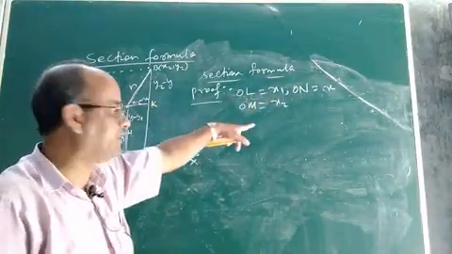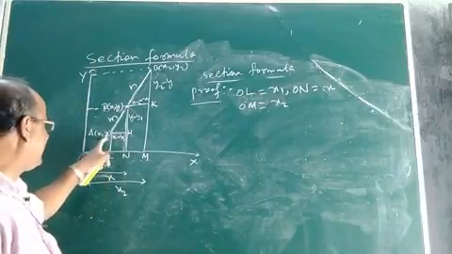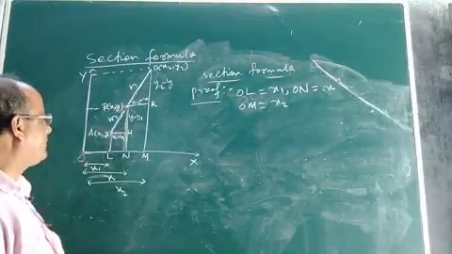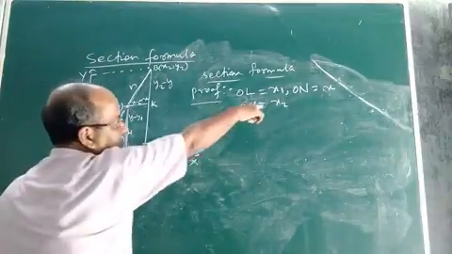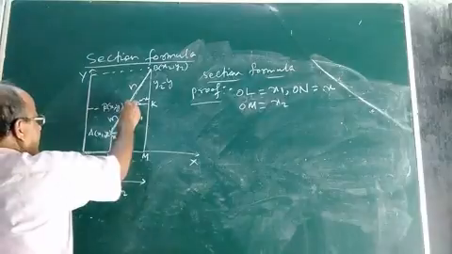From the figure you find: first find the length of OL. It will be equal to the x coordinate of point A. Then you find ON. It will be equal to the x coordinate of point P. Then you find OM. It will be equal to the x coordinate of point B, that is x2.